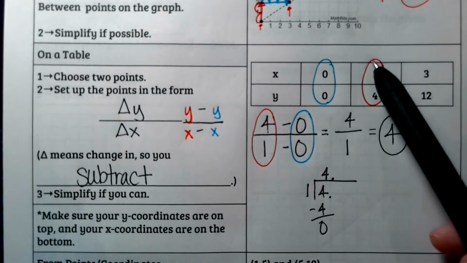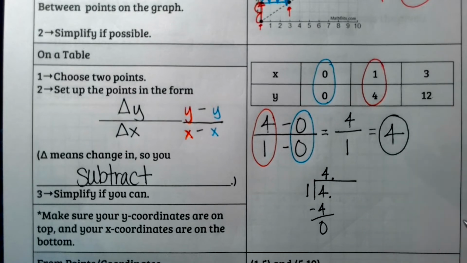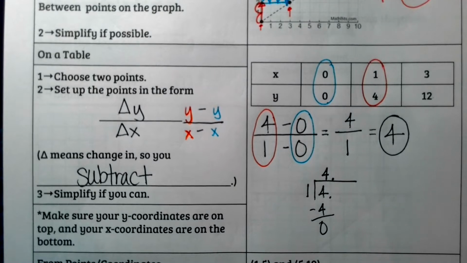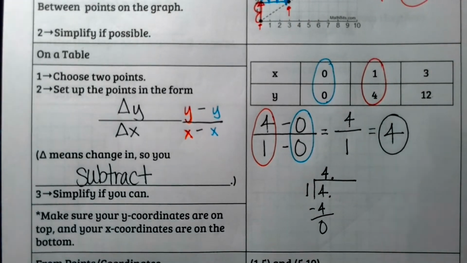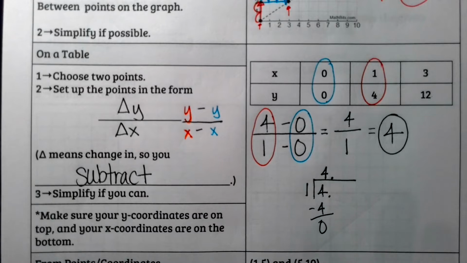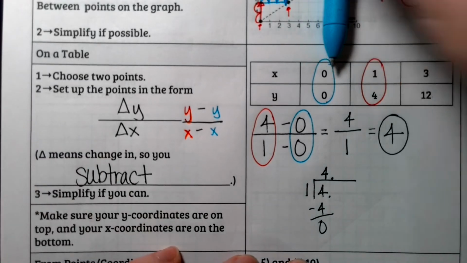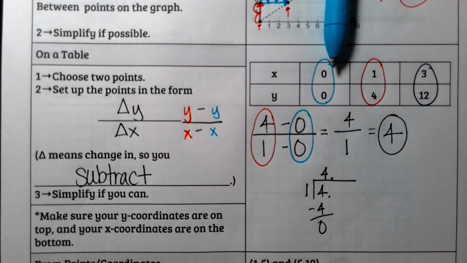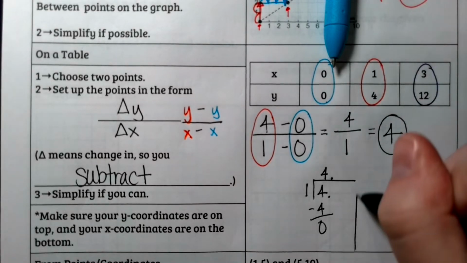So for this table, 4 would be my slope. I'm going to show this to you another way, just to prove that it does not matter which sets of points you pick. I'm going to do this again, but I'm going to now pick 0, 0 and 3, 12.